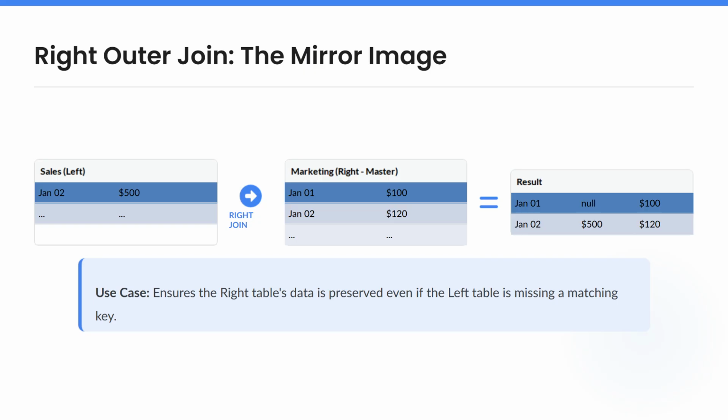First, let's talk about the right outer join. Think of this as the exact opposite of the left join. In a right join, the table on the right side is now the main master table. It keeps all the rows from the right data set and only matches what it can find from the left.